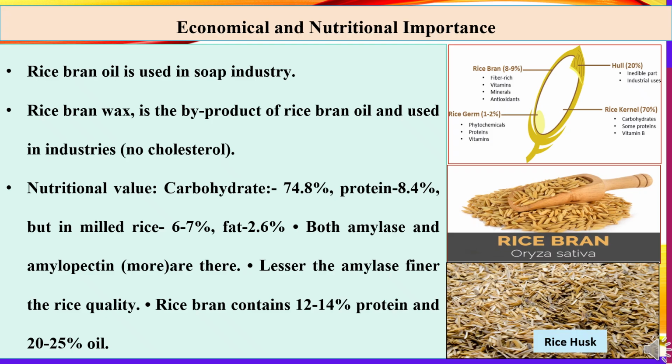Nutritional value: carbohydrate 74.8%, protein 8.4%, but in milled rice 6 to 7%, fat 2.6%. Both amylose and amylopectin are there. The lesser the amylose, the finer the rice quality. Rice bran contains 12 to 14% protein and 20 to 25% oil.